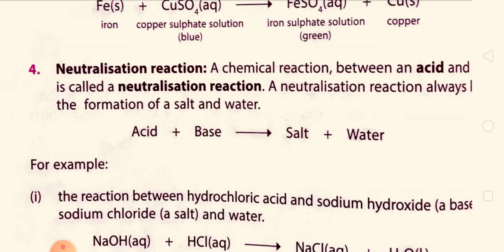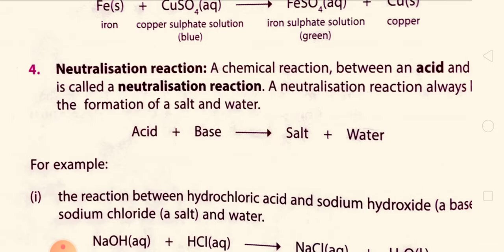This acid reacts with any base, then forms salt and water. Salt and water, this is the neutralization reaction. When an acid reacts with a base, what will be the product? Salt and water. Salt and water is the neutralized product. So this reaction is called the neutralization reaction.